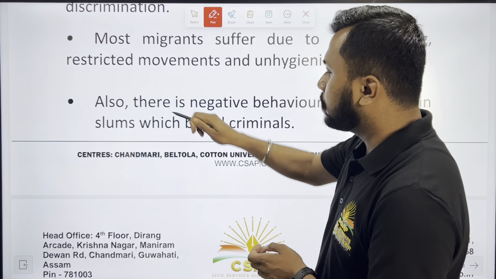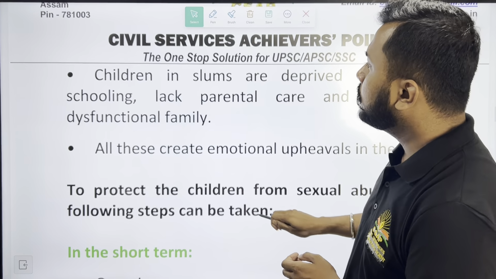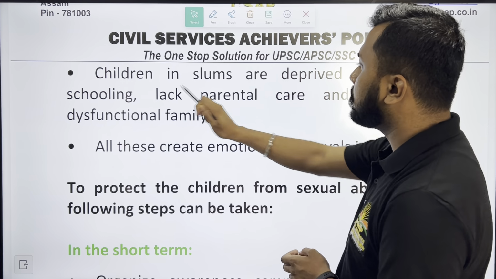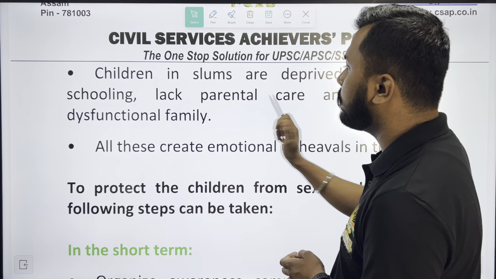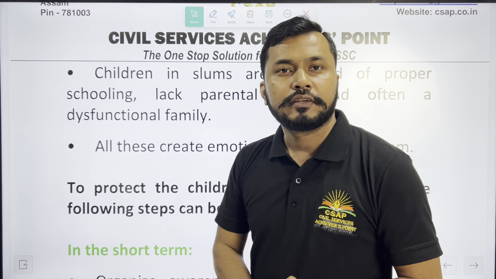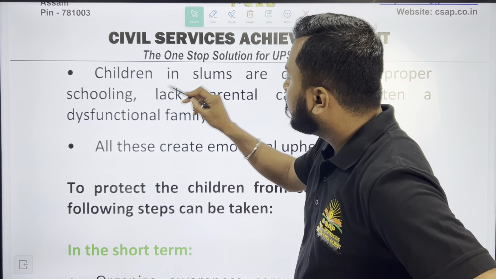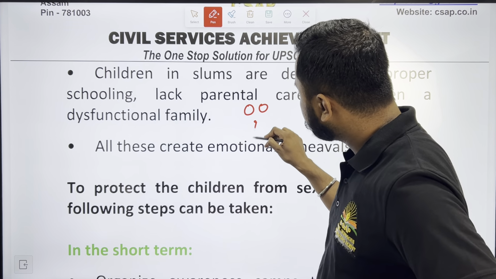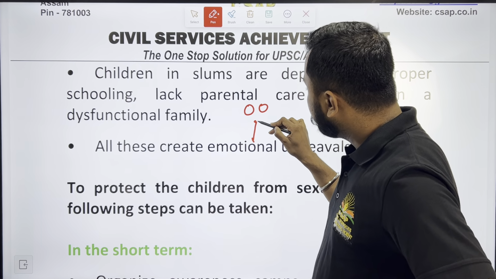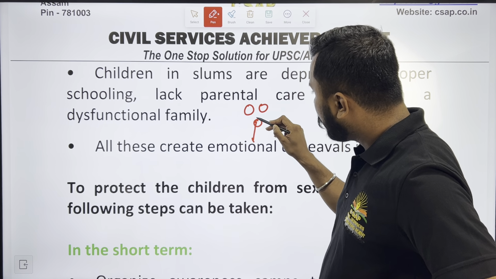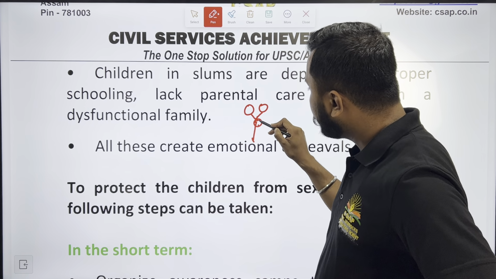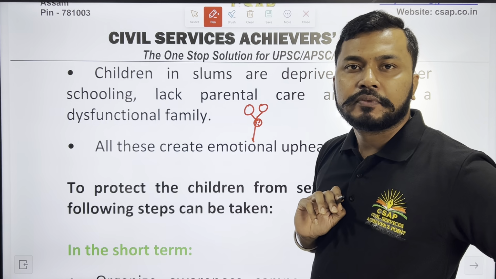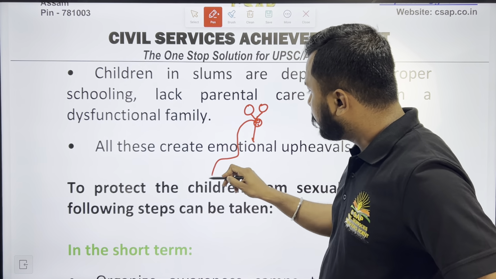Okay, so a factor 2 হই যায় ইয়াত. কি আহিব আৰু children in slums are deprived of proper schooling, lack parental care and often a dysfunctional family. So আজি কি হৈ যায়, supposedly the children, if a parent has got a children, then obviously at some point of time I can directly say that this children or the parent, they do not have got any responsibility with that particular children. So he will loiter from one place to other.